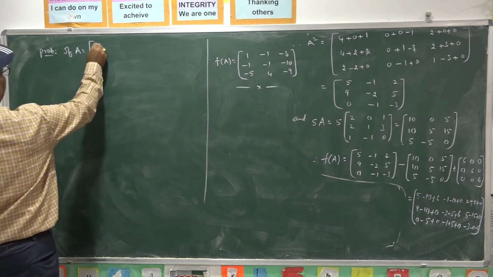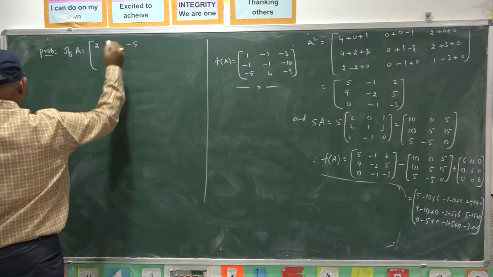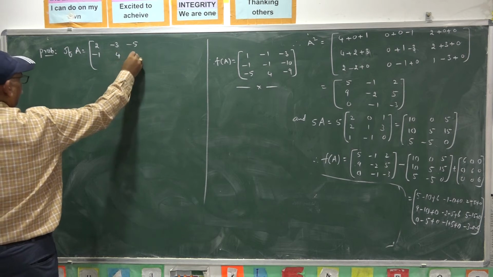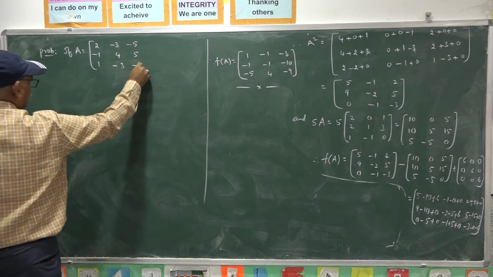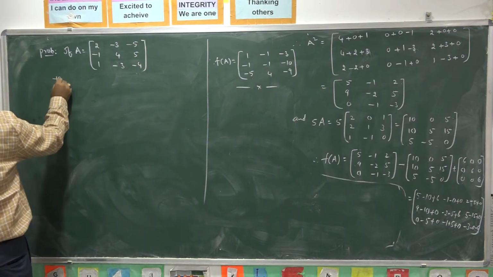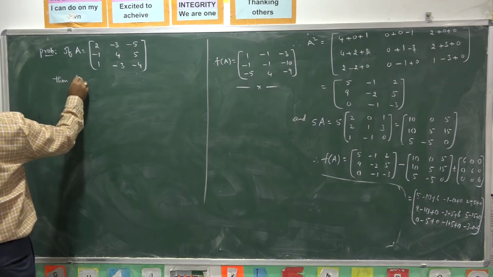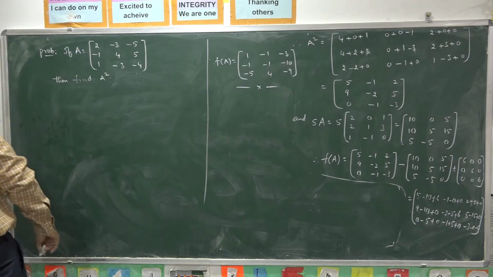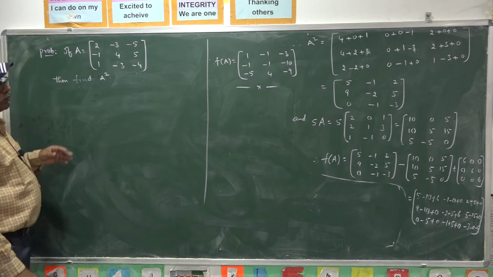If A equal to [2, -3, -5; -1, 4, 5; 1, -3, -4], then find A square. Once A is given, you have to find A square.